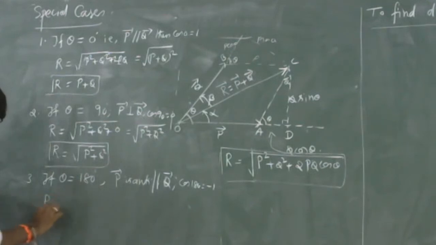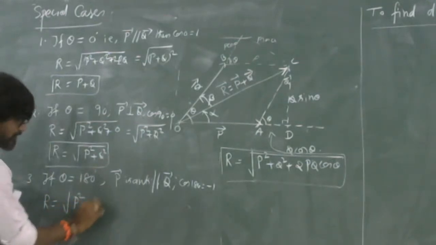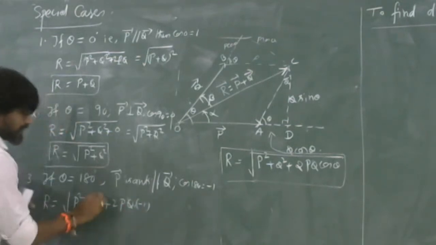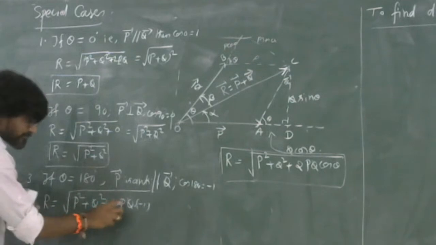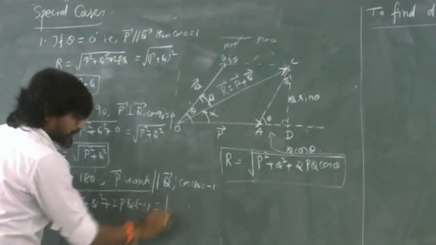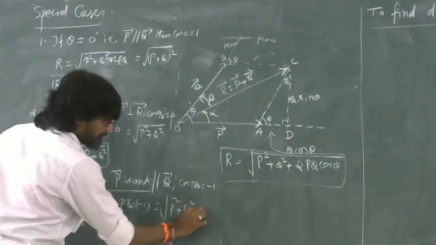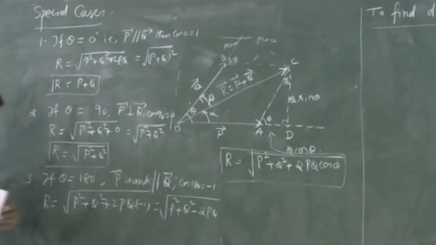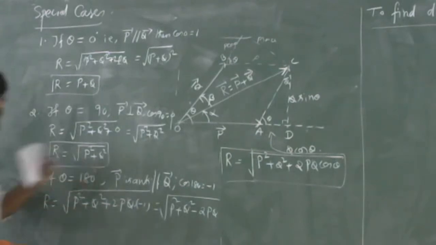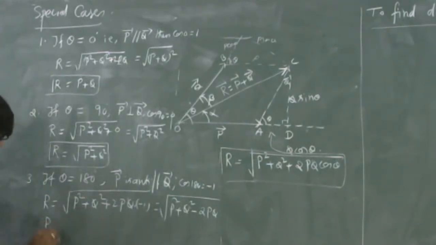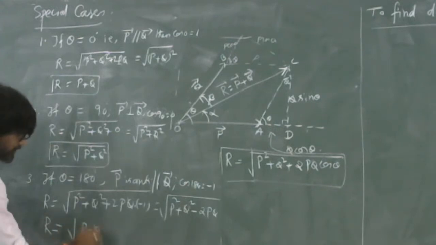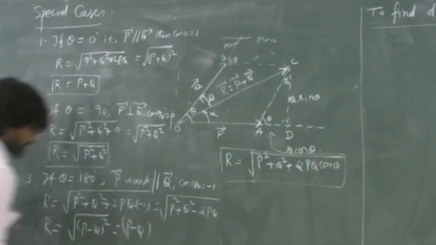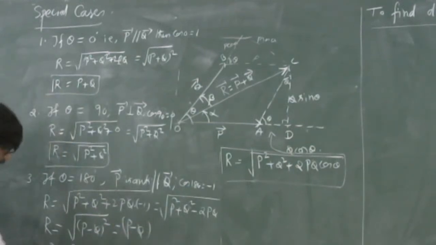Now substitute in that expression. R is equal to square root of P square plus Q square plus 2PQ cos theta, where cos theta is minus 1. So it becomes square root of P square plus Q square minus 2PQ. It is in the form of A square plus B square minus 2AB, which is A minus B whole square. So R is equal to square root of P minus Q whole square, and root and square cancel, you get P minus Q. Therefore, R is equal to P minus Q.